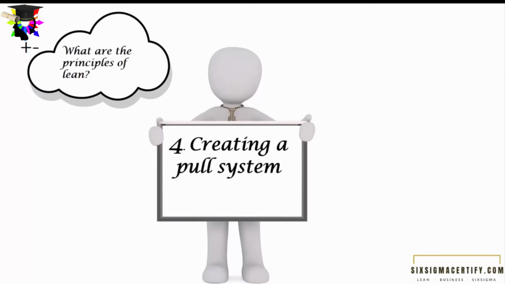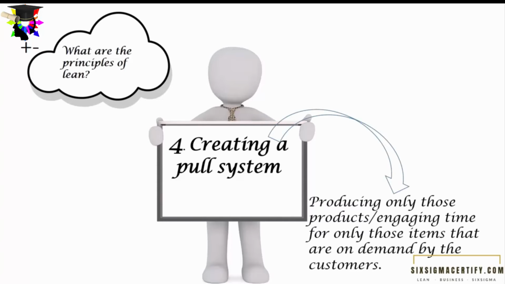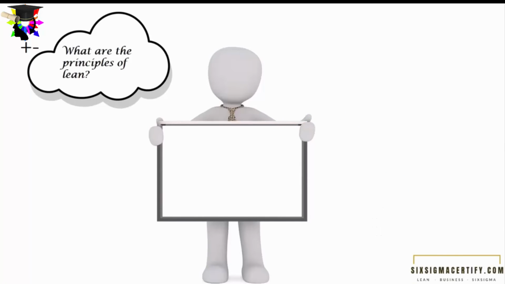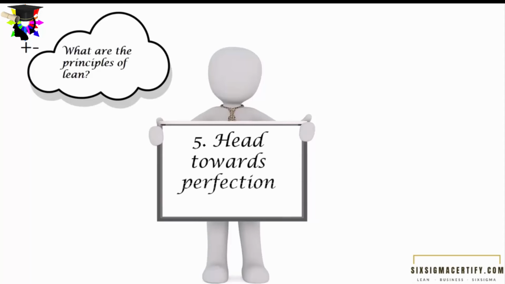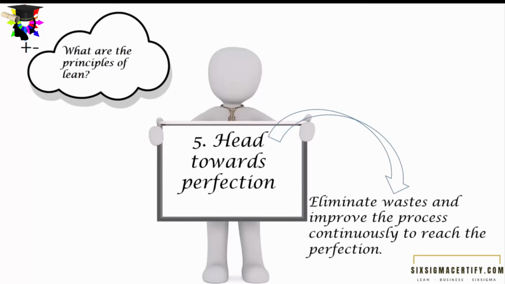The fourth principle is creating a pull system. Pull system simply means producing only those products or engaging time for only those items that are in demand by the customers. Similarly, the fifth principle is heading towards perfection. This can be obtained by eliminating waste and improving the process continuously to reach perfection. So, lean manufacturing is a continuous improvement process.